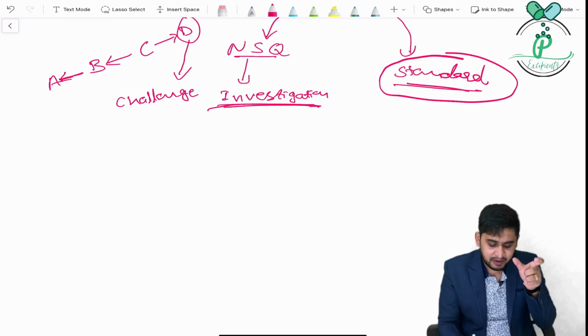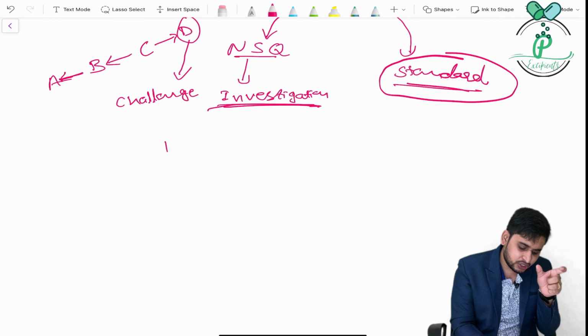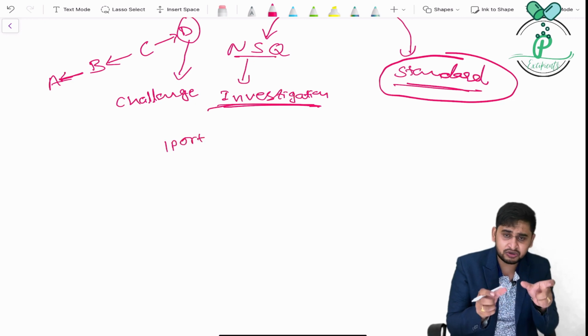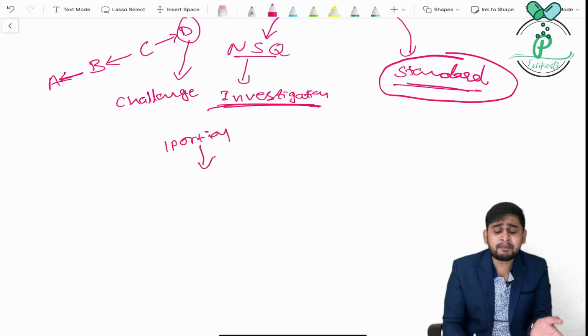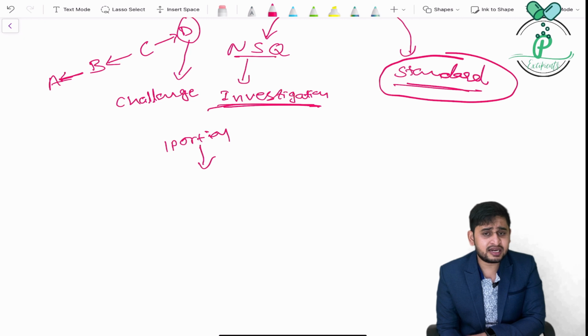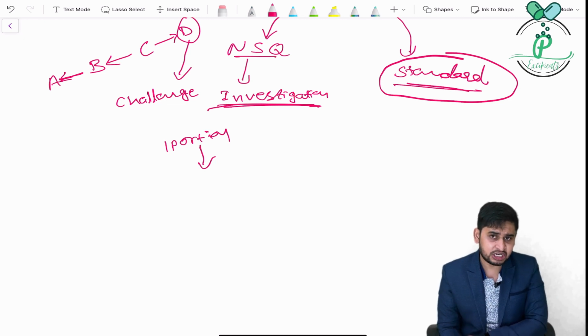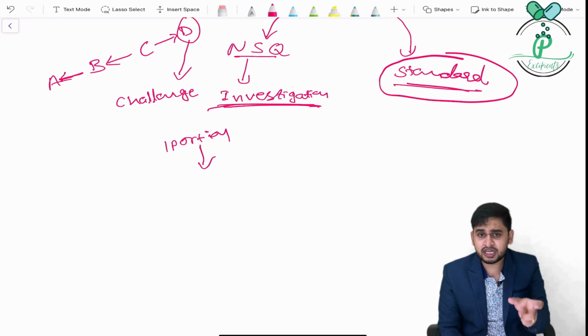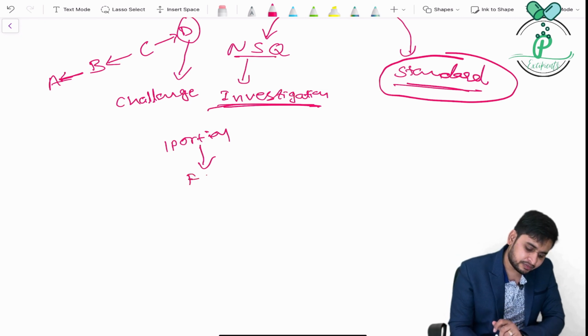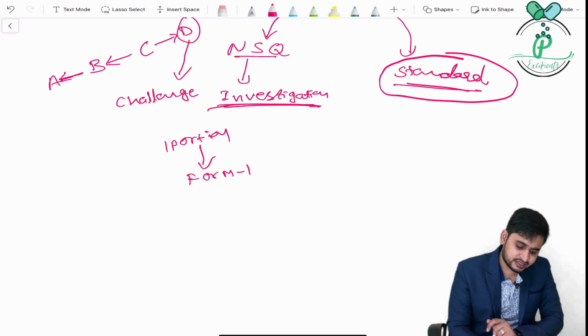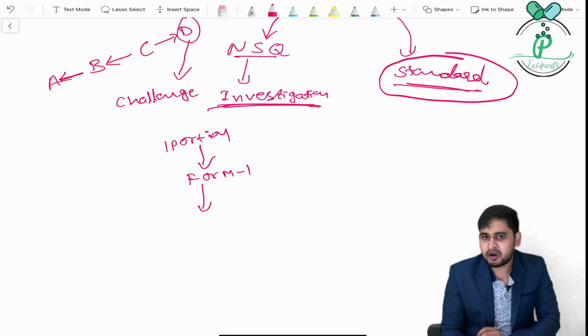So whichever portion is there along with the investigation officer, one portion would be submitted to the concerned magistrate, the judge, right? So one portion will be submitted to the magistrate. The magistrate will prepare the Form 1, right? So he sends it to the appellate laboratory.